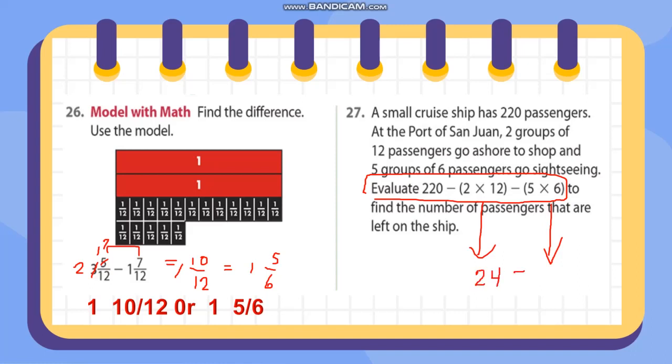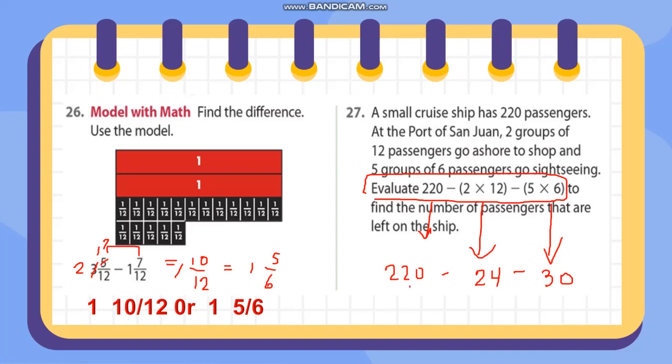Then minus 5 multiplied by 6 is equivalent to 30. Then we need to copy the remaining, which is 220 minus. Okay, so this is subtraction. Do we need to subtract first 24 minus 30 before 220 minus 24? Of course not, because in evaluating an expression, always go from left to right. Even if there is only one operation, you need to evaluate it from left to right.